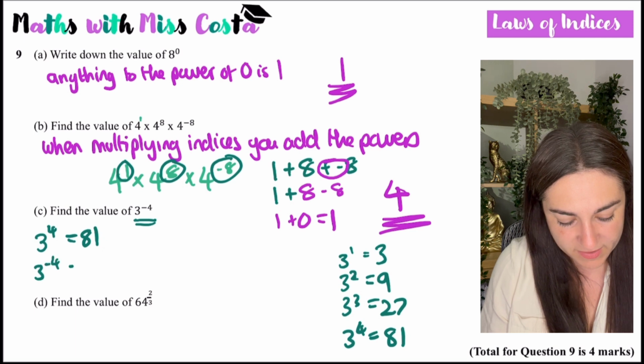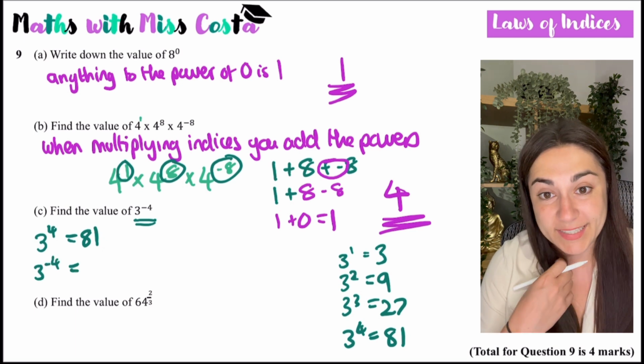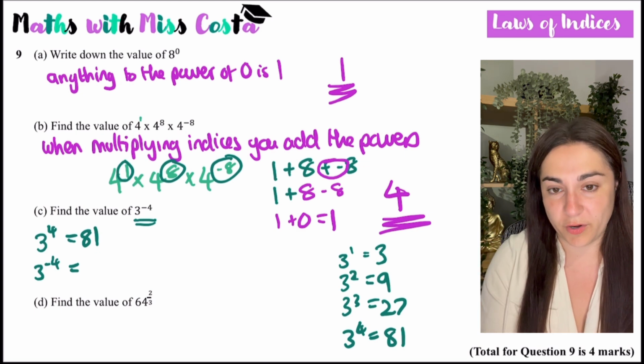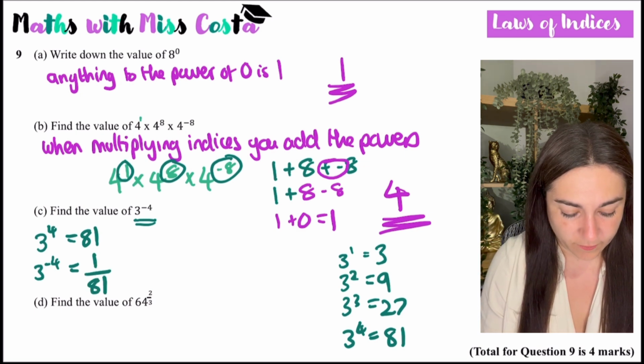Therefore, 3 to the power of negative 4 would be its reciprocal. And the reciprocal is the inverse. So essentially just write 1 over your thing. So that would be 1 over 81.